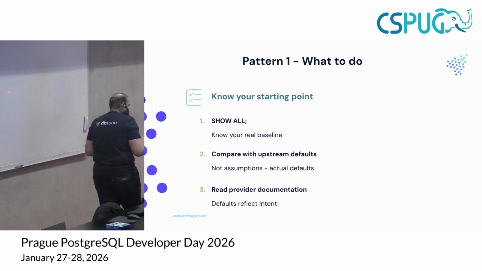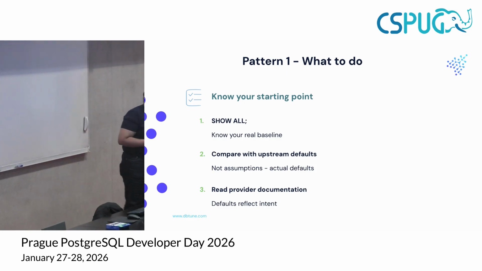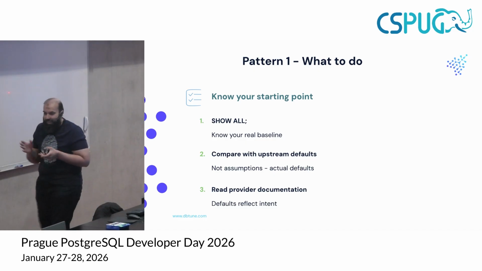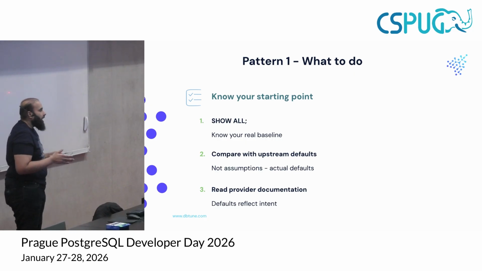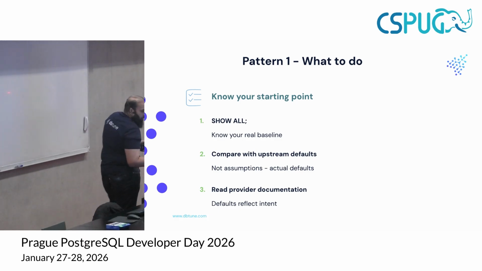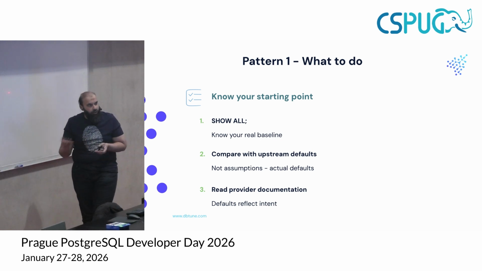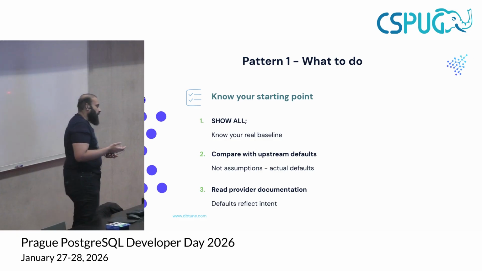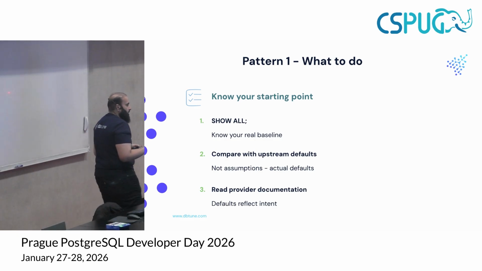So what to do about it? It's very simple, honestly. Simply know your baseline. In our part of the world, before doing any tuning or before doing anything, establishing a baseline is very important. And when you're applying any tuning recommendation or following any guide, knowing where you start is very important. And you can do that by simply running SHOW ALL. If you find any difference, compare it with the actual Postgres defaults, and find out why they did it. And I know this is very boring, but read the provided documentation.